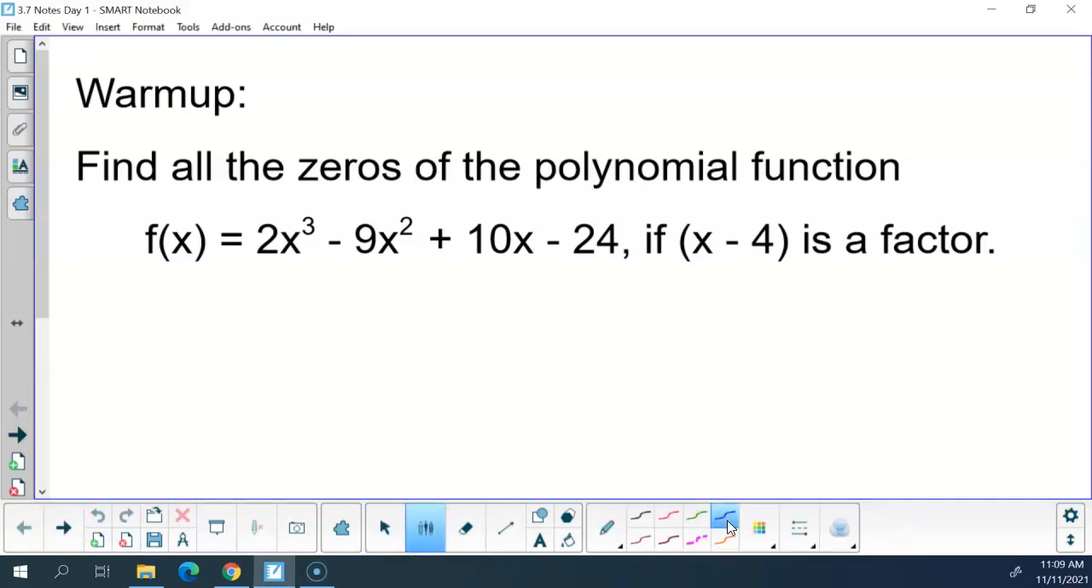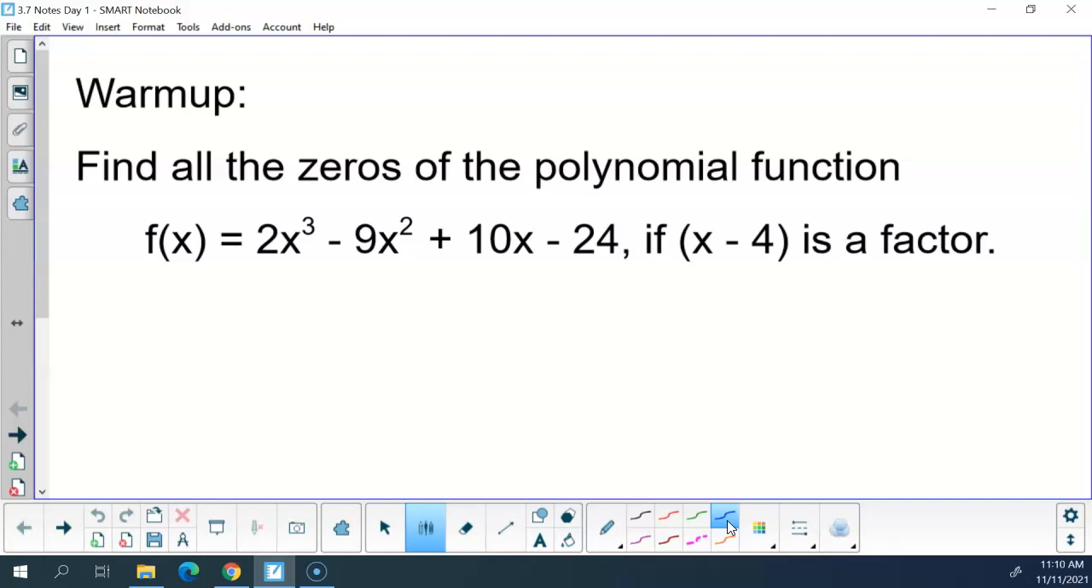X minus 4 is a factor. What does that mean? Most of you did it right from the start. Okay, so we're going to do long division? Okay, I would do synthetic too.